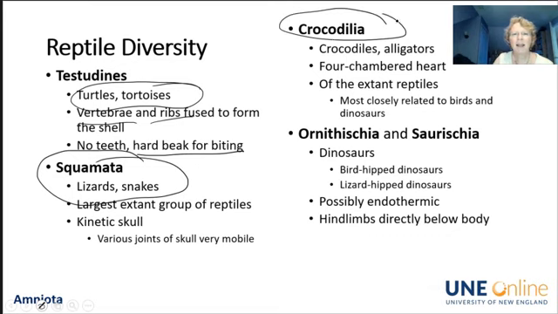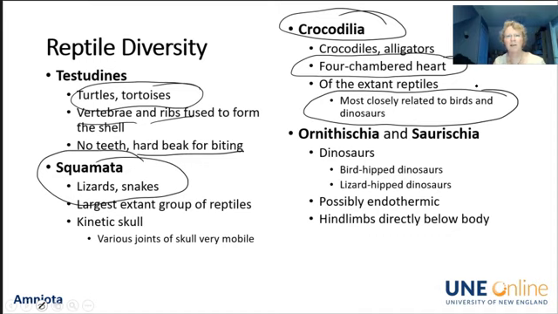Crocodiles, the Crocodilia, crocodiles and alligators. An interesting thing about this group is that we actually see the four-chambered heart that's very similar to our own. And of all the extant reptiles, the living reptiles today, this group is probably the most closely related to the birds and the dinosaurs.